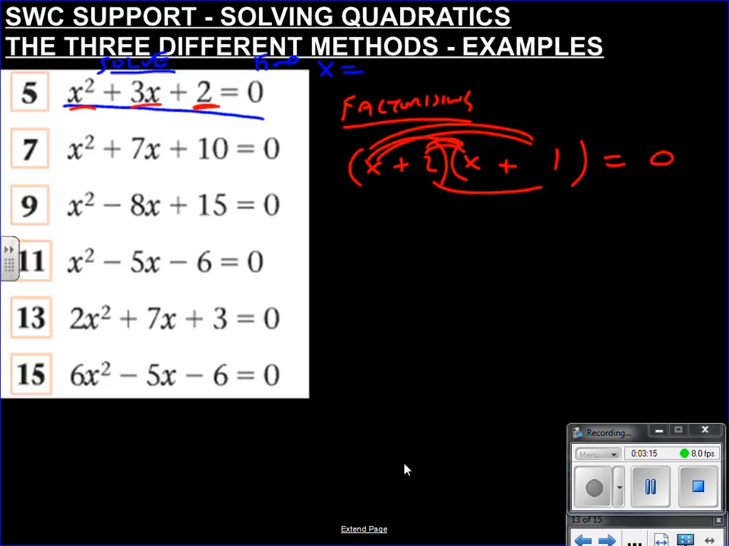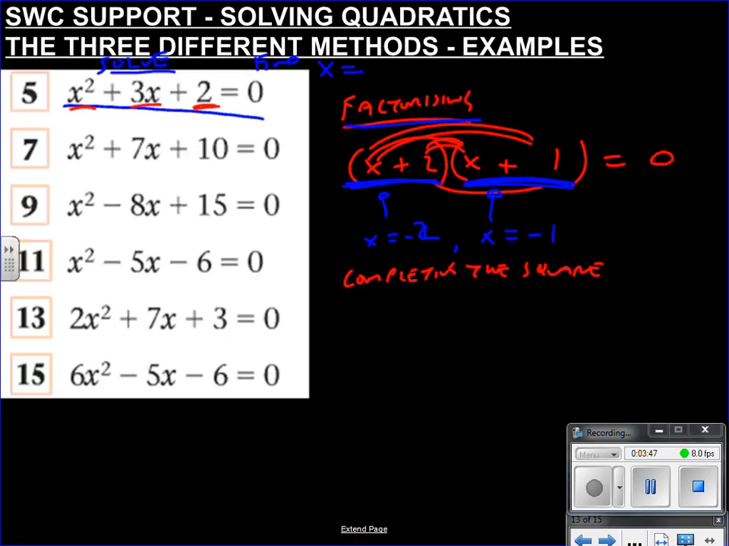So when does this thing equal 0? Well, it equals 0 when either this equals 0, because 0 times anything is 0, or when this is 0. And the only way this becomes 0 is when x is minus 2. And the only way this becomes 0 is when x is minus 1. So x is either minus 2 or it can be minus 1. So we've solved it using factorizing. We could also solve it through completing the square. So completing the square.